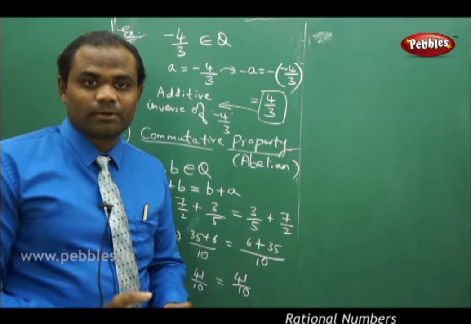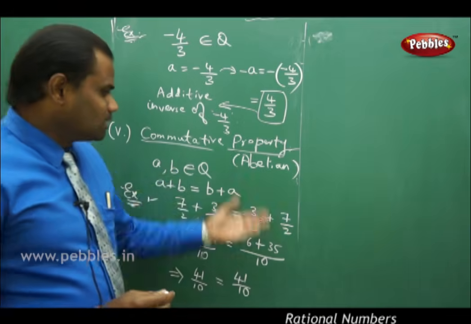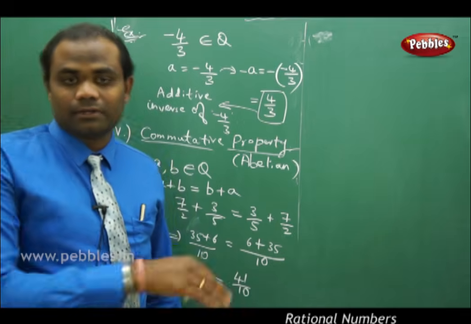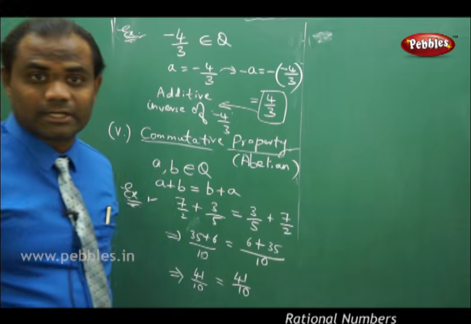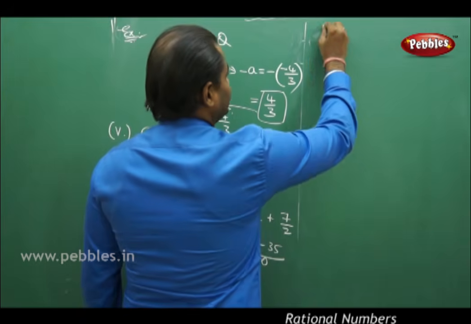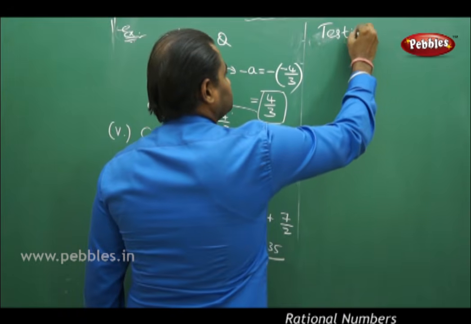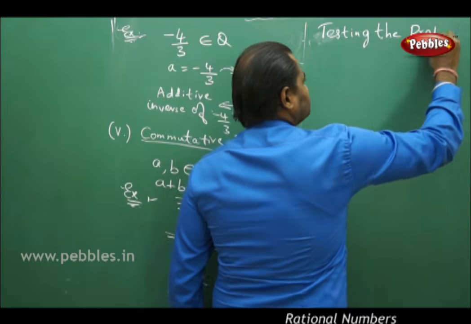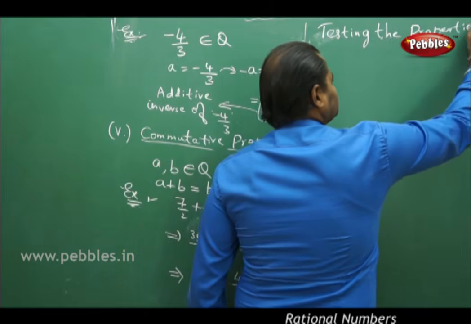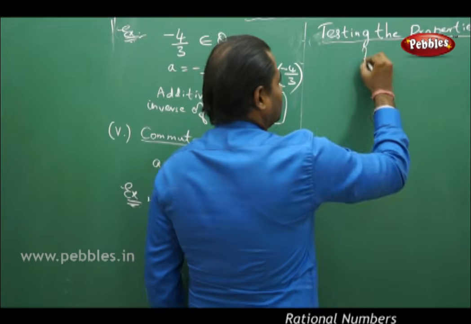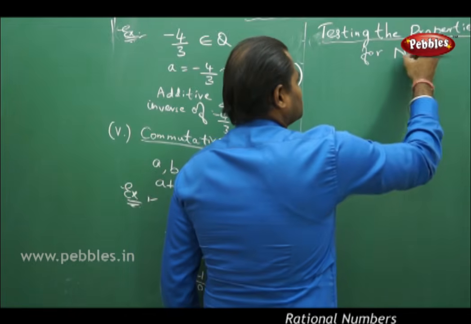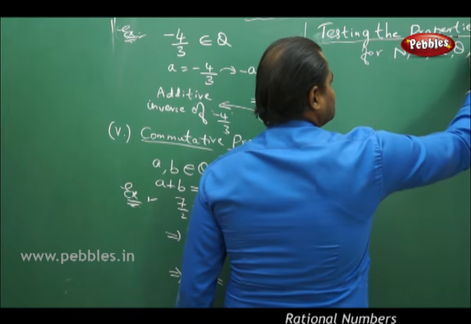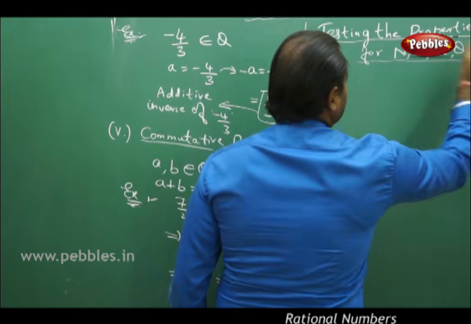So using these 5 properties, we will try to see if these properties can also be used for natural numbers, integers, or even the real numbers. So let's see how we can work out. Testing the properties for natural numbers, whole numbers, integers, rational numbers, and real numbers.